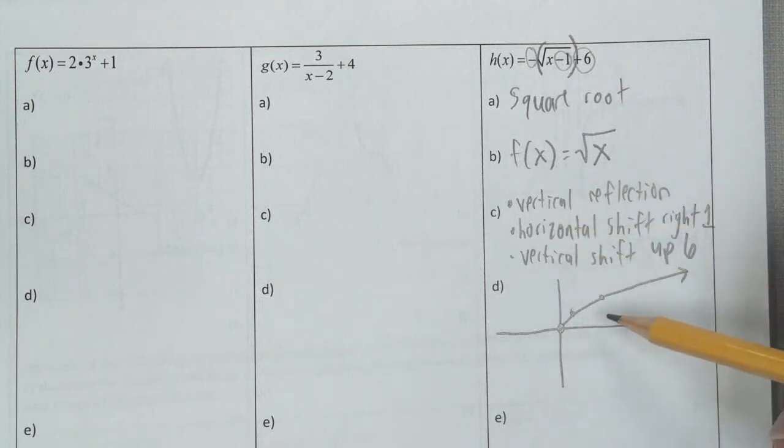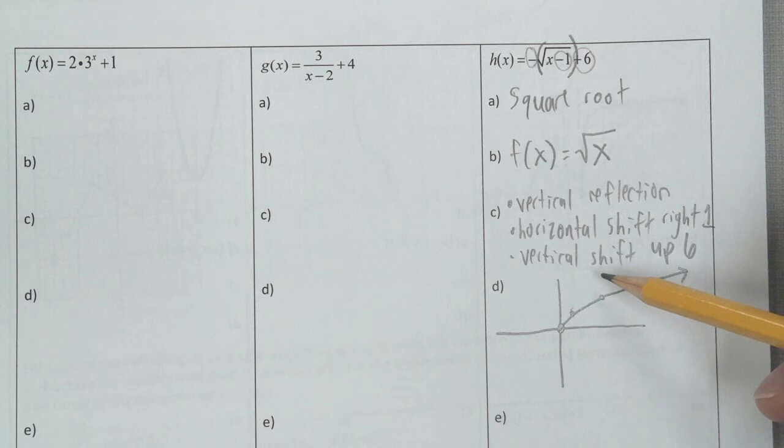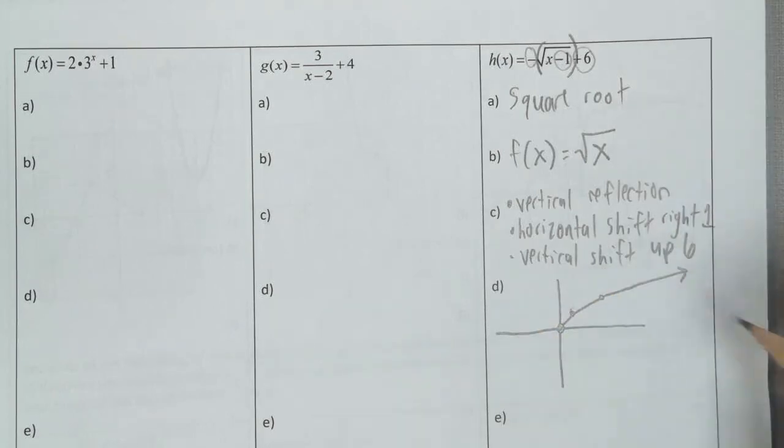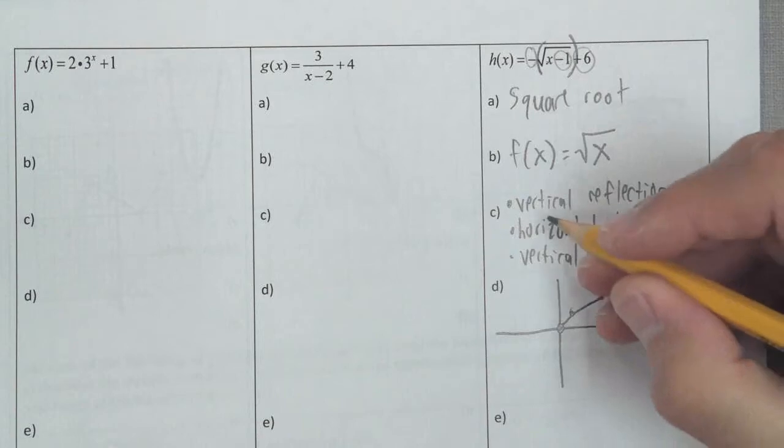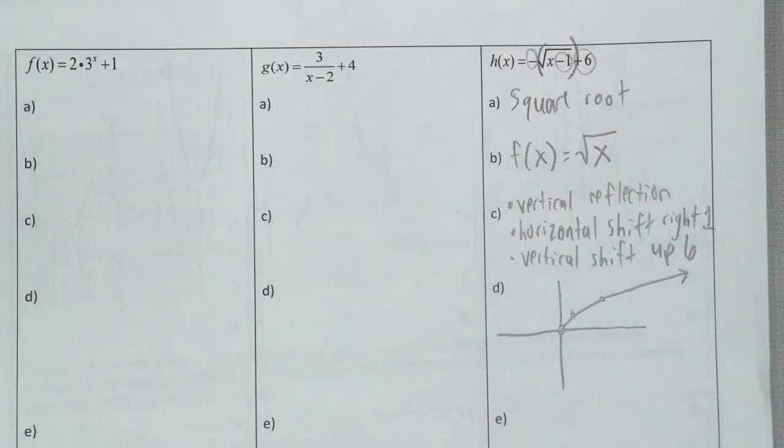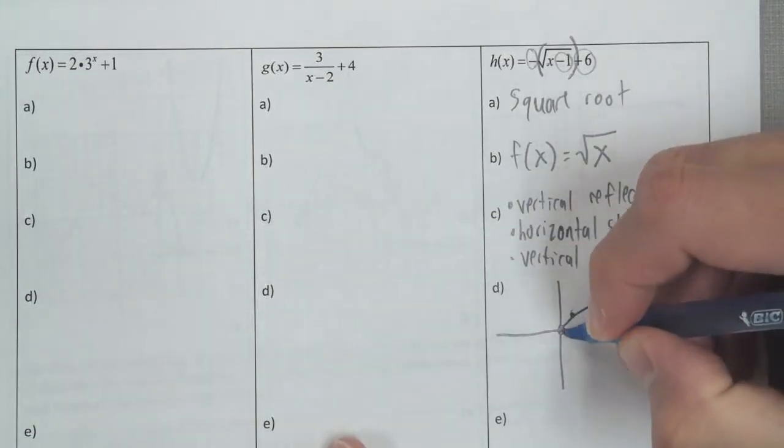You're going to move it to the right and then up 6, but you've got to think about what that vertical reflection would look like. You're not going to then reflect like, let's do it. Let me go back. Let's just do the vertical reflection first, and then I'll talk about what I mean in a second. Okay, here we go.